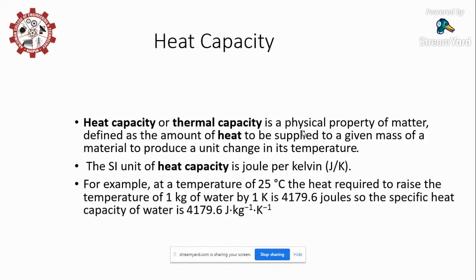फिर से आप सोचिए इसको, फिर से पढ़िए. It is nothing but the heat which is supplied to a given mass of material so that the change in temperature is 1 degree Celsius. It can be 1 degree Celsius or 1 Kelvin. Okay, तो जितना भी एनर्जी हम देंगे टेम्परेचर को राइज करने के लिए 1 डिग्री सेल्सियस, उसको हम बोलते हैं थर्मल कैपेसिटी और हीट कैपेसिटी. क्लियर?